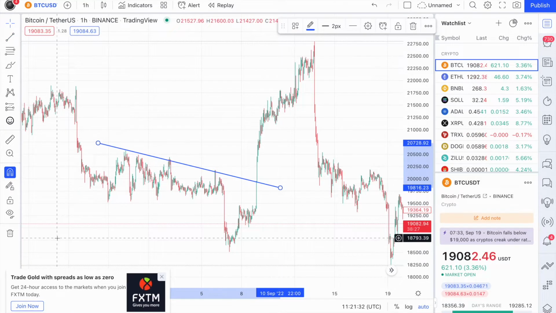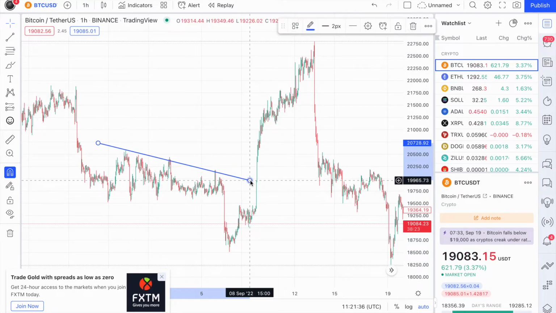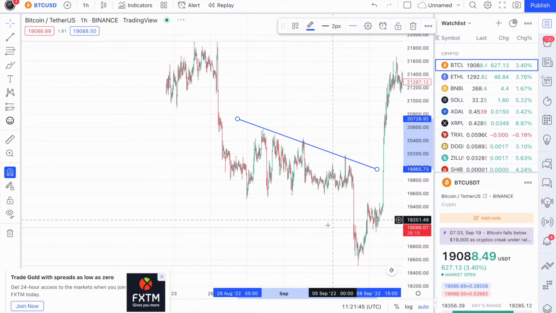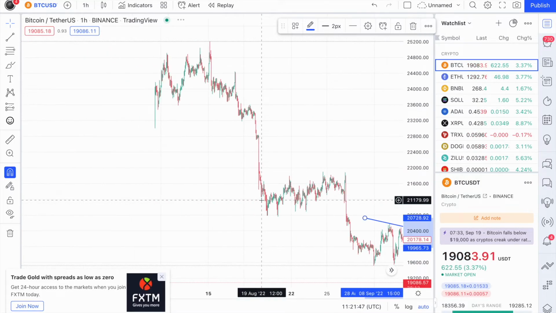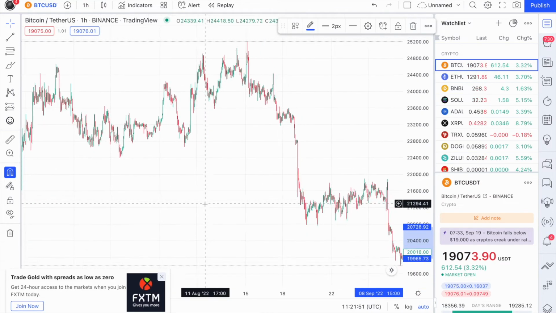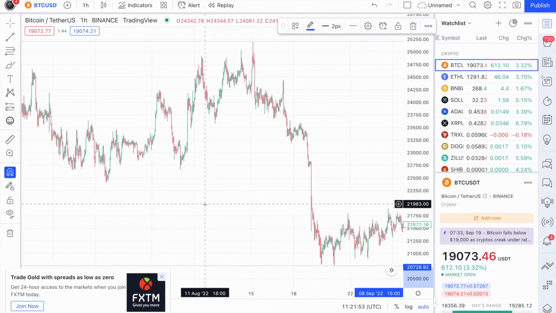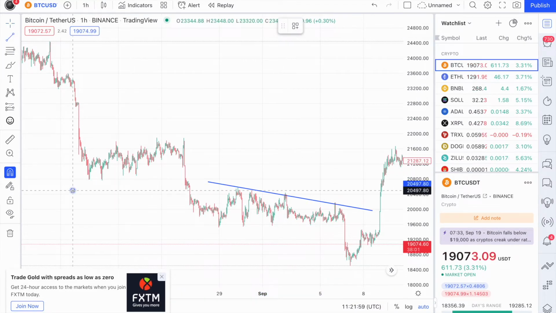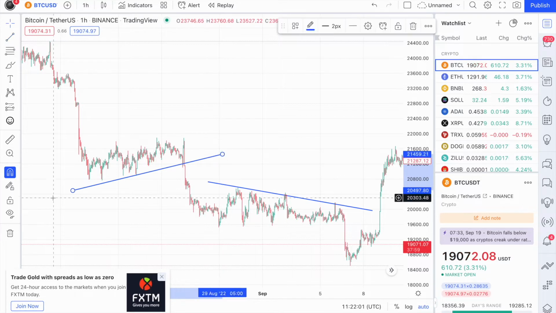I can make a trend line in this form. Bitcoin was trending, was having a down trade here. Let me find something more precise that will give us a very, very clear understanding. Okay, there's a trend here. Let me look at this. There's a trend here.